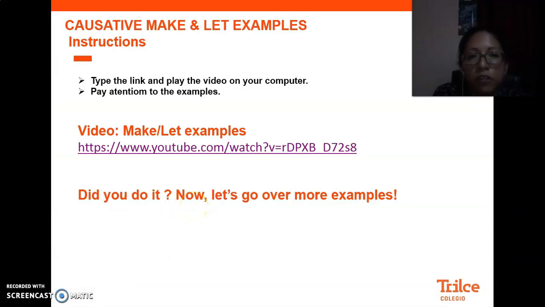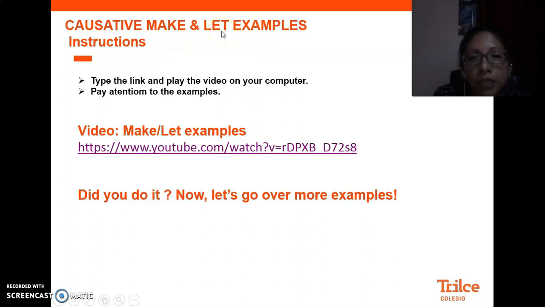Okay, sorry for the dog's barks, but I guess they are the neighbor's dogs. Okay, so, did you notice the difference between make and let? Yes. Let's see. Remember that make means to force somebody else to do something he or she usually doesn't like to do.